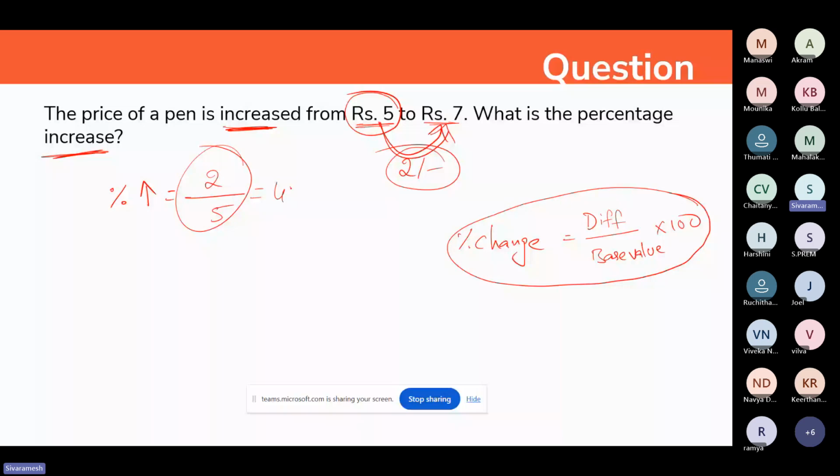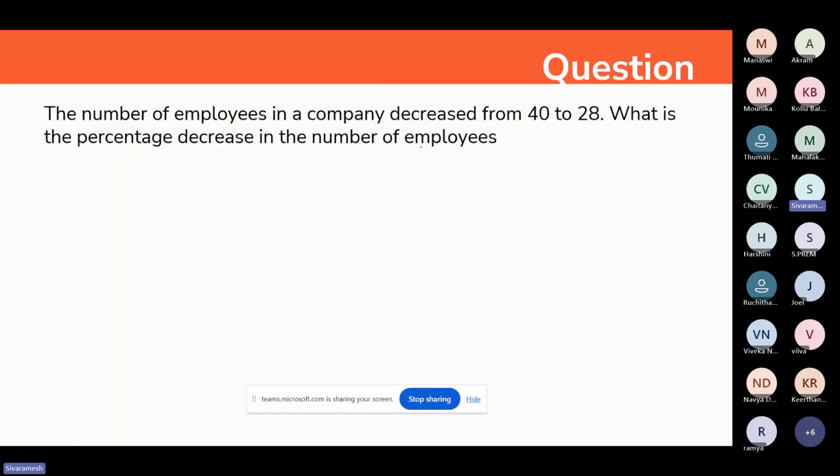I can say, correct or not? 1 by 5 means 20%. So 2 by 5 means 40%. So how much percentage it got increased is 40%. So the answer is 40%. Final answer. Okay. Hope you all are clear with this. Let's go with the next slide.